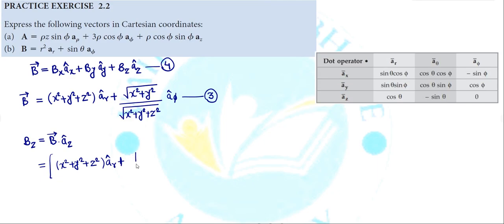This will be x square plus y square divided by square root of x square plus y square plus z square, having a phi component over here. So this is your given vector B. Now we have to take its dot product with respect to aZ. Now the dot product in between that aR and aZ. So dot product in between that aR over here and aZ over here. So that is what? Cos of theta.